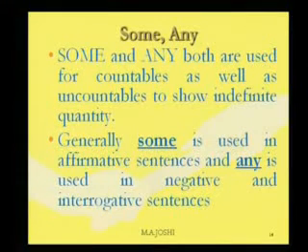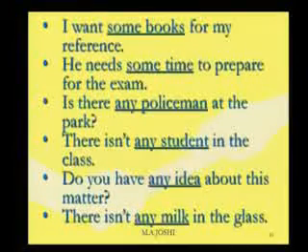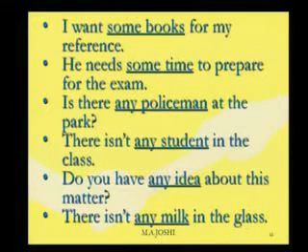Some is always or majorly used in affirmative sentences. Any is used in negative and, at the same time, interrogative sentences. Now we'll see some examples of this. For example, I want some books for my reference. So there may be so many books in your hand, but you will need only some books that are useful as your reference. That's why you say, I want some books for my reference.